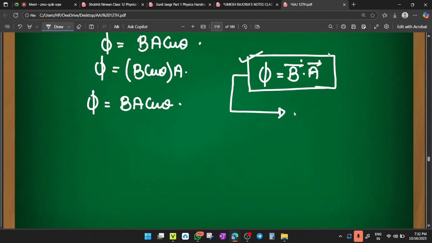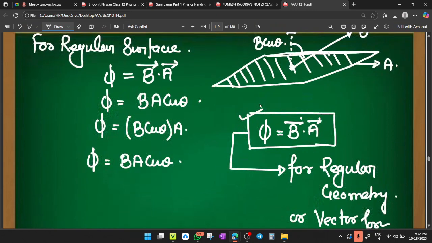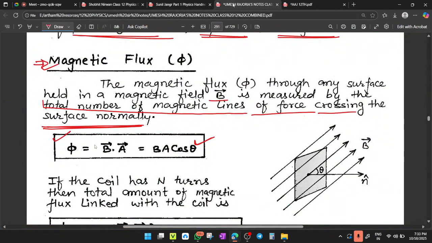So phi is equal to B dot A for regular geometry, or for vector form, when you have been given the things in vector form. As you have a dot product, you have to take a dot product. So this is completed. Phi is equal to BA cos theta.